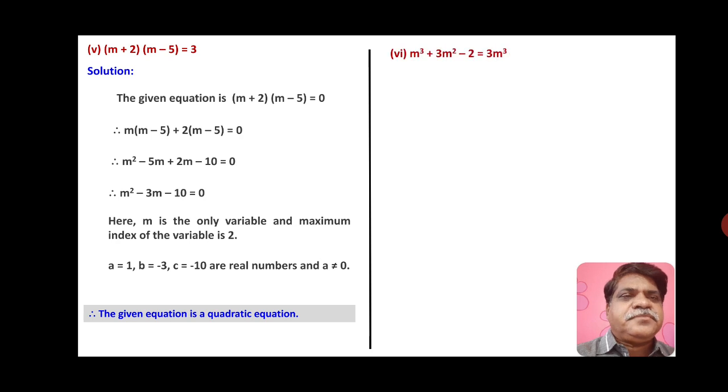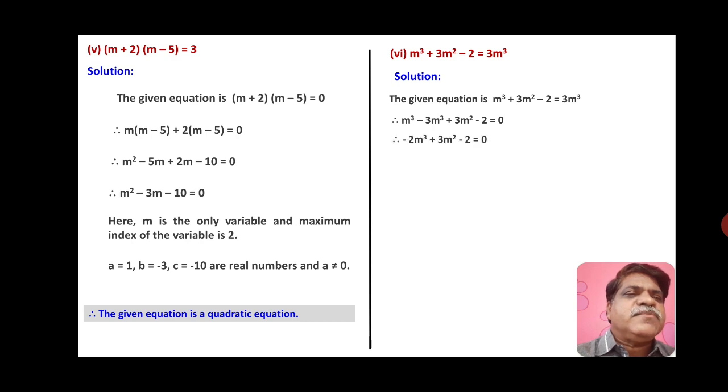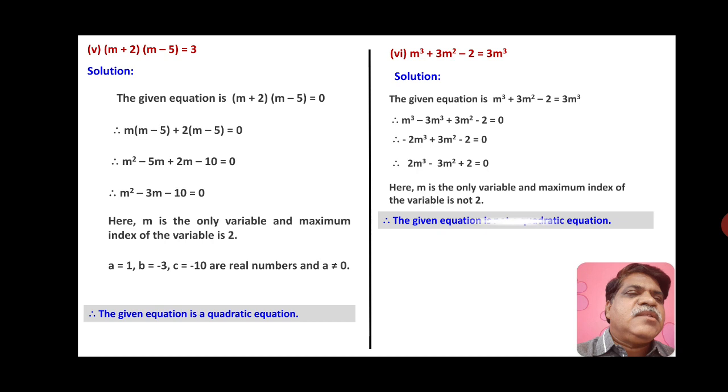The next is m cube plus 3m square minus 2 is equal to 3m cube. Friends, here the given equation is m cube plus 3m square minus 2 is equal to 3m cube. Therefore, m cube minus 3m cube plus 3m square minus 2 is equal to 0. Here minus 2m cube plus 3m square minus 2 is equal to 0. Therefore, you can write 2m cube minus 3m square plus 2 is equal to 0, where I have changed the sign. Here m is the only variable and the maximum index of the variable is not 2. Therefore, the given equation is not a quadratic equation.